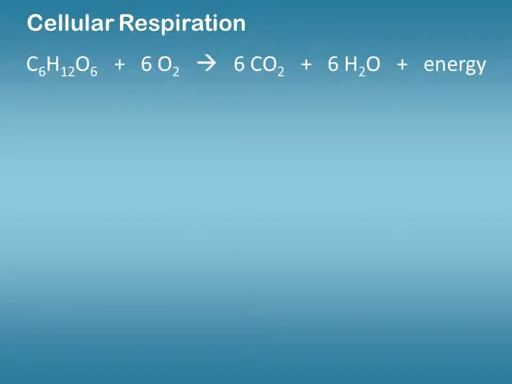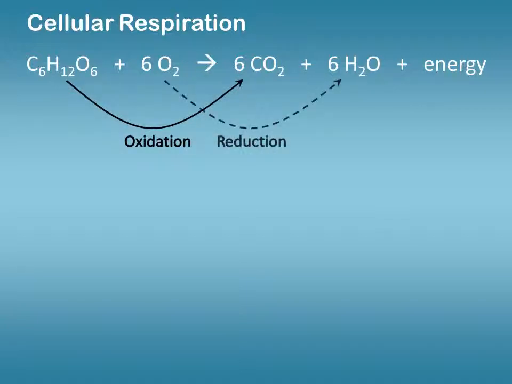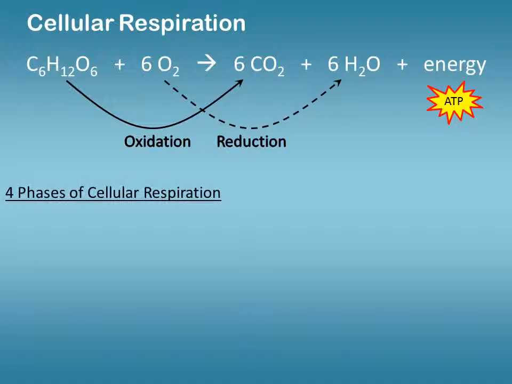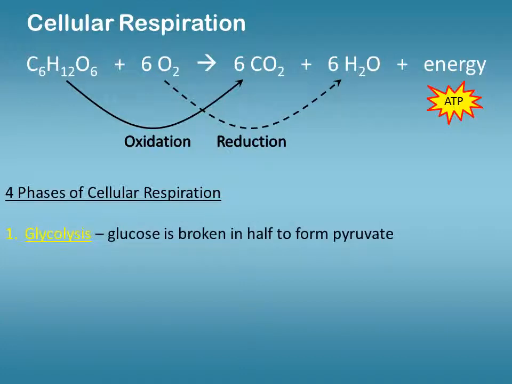Okay, the previous video gave an overview of the cellular respiration process where glucose is oxidized to form carbon dioxide and oxygen gas is reduced to form water. And in the process we make lots of ATP energy. Now this happens sequentially over a number of phases, and those 4 phases we want to introduce to you now.